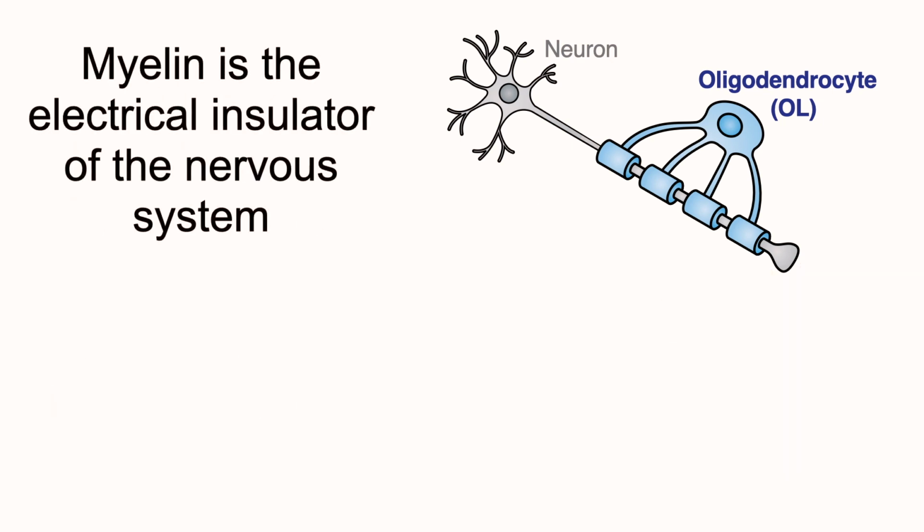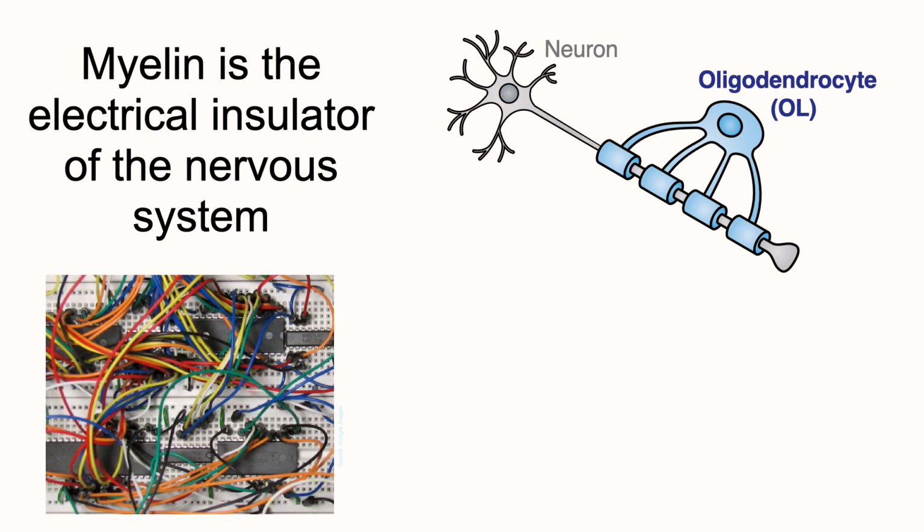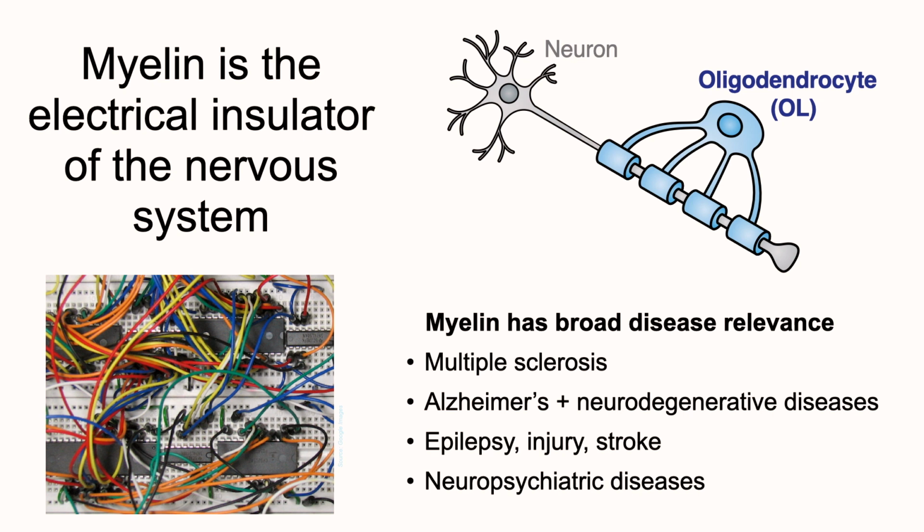My lab focuses on oligodendrocytes, the myelin-forming cells of the central nervous system. Myelin serves as the electrical insulator of the nervous system, similar to this electrical insulation on the copper wires in the circuit. Myelin is essential for the electrical signals to travel fast, as well as to be timed precisely through the nervous system. Myelin has broad disease relevance.